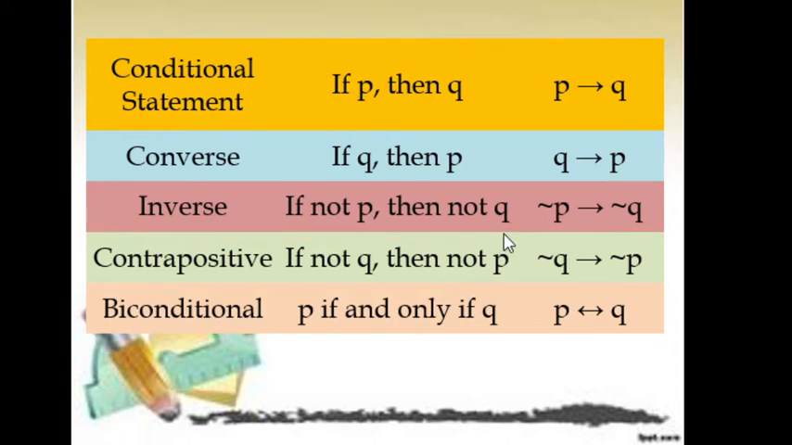Kapag naman contrapositive, ito ay kabaligtaran ng inverse. So, gagawin lang natin siyang if not Q, then not P. So, dito sa contrapositive, pwede rin manggaling siya dito sa ating converse. Kasi magkapareho na sila ng form na if Q, then P, lalagyan lang natin siya ng word na not.